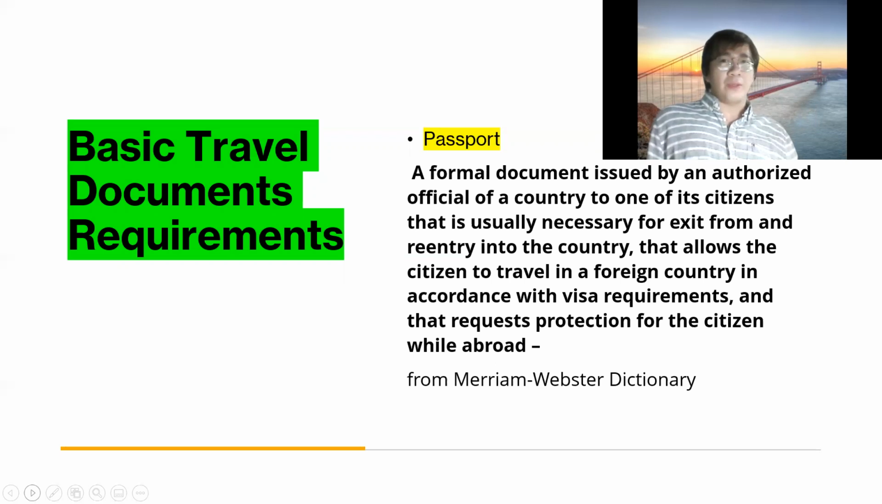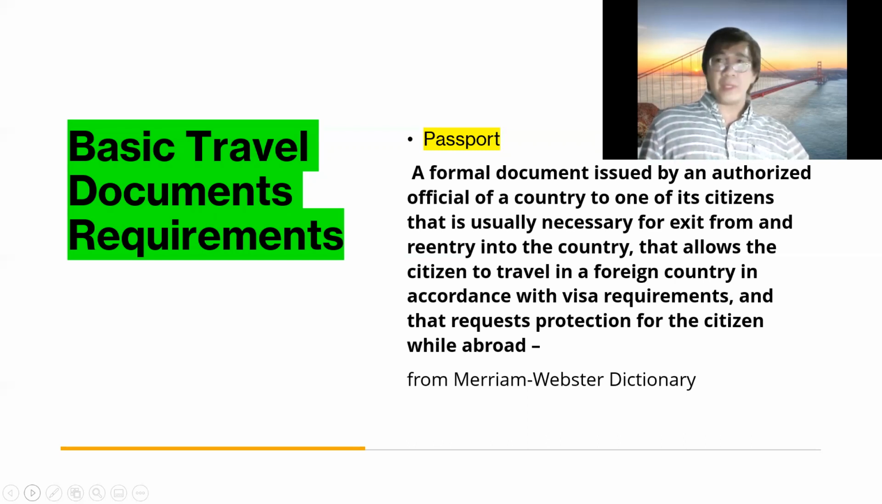So now, what is a passport? Basically, a passport is a document that authorizes or confirms two things: your identity and your nationality. A passport is evidence of your identity and your nationality. Your nationality is established whenever you present a certain passport, and your identity is established whenever you present a passport.